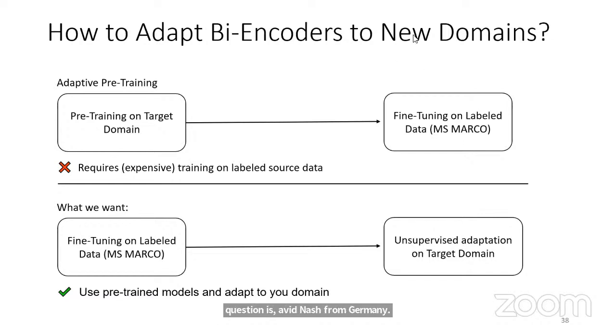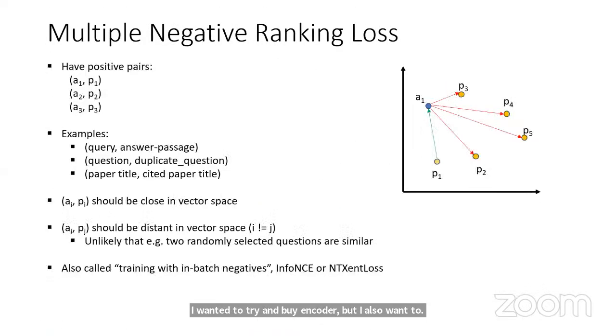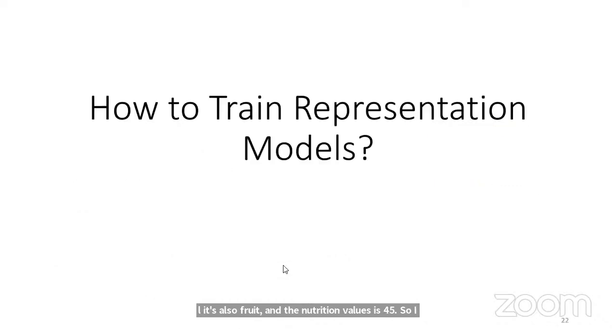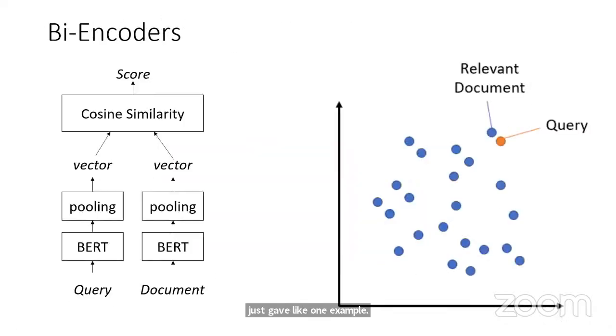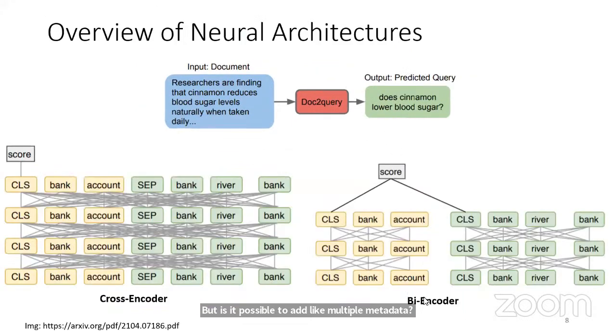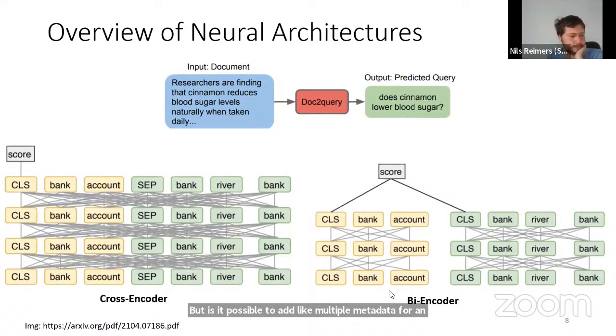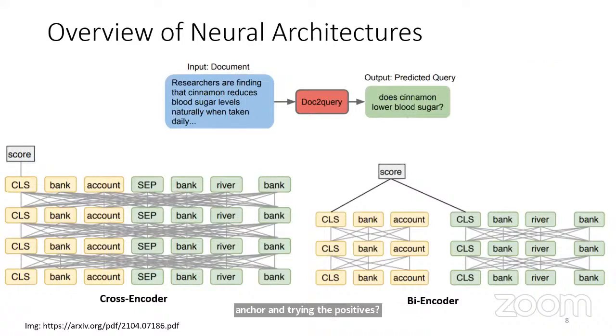I just have a question. I wanted to train a bi-encoder, but I also want to utilize metadata such as numerics. For example, an apple is my anchor, the positive would be the fruit, and I would also include the nutrition values of it, for example 30. And the second sentence would be apple organic, and the positive is also a fruit, and the nutrition value is 45. So I would like to include this type of metadata, but I just gave one example. Is it possible to add multiple metadata for an anchor and train the positives? Especially I was looking for an answer for numerical data. How can I handle it?